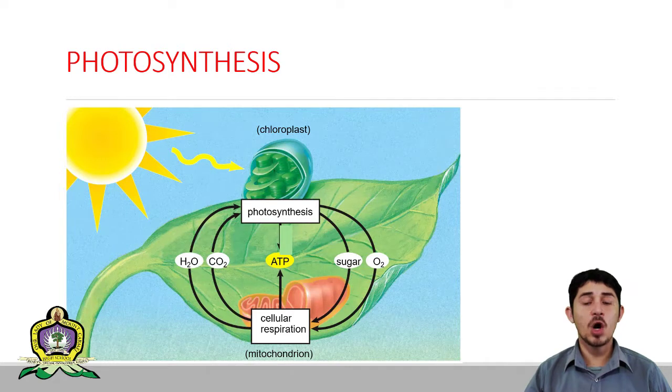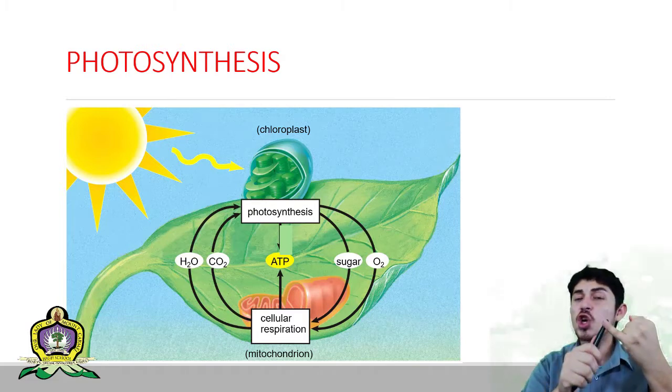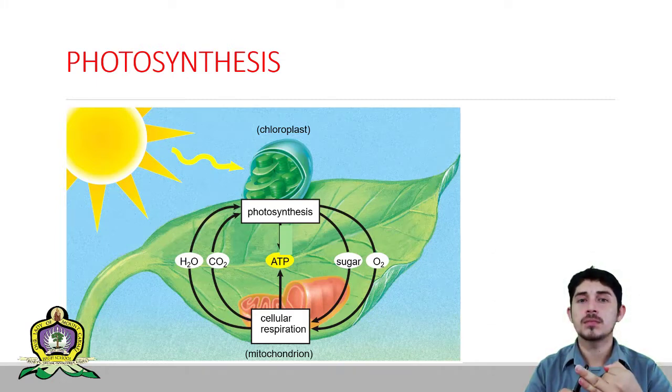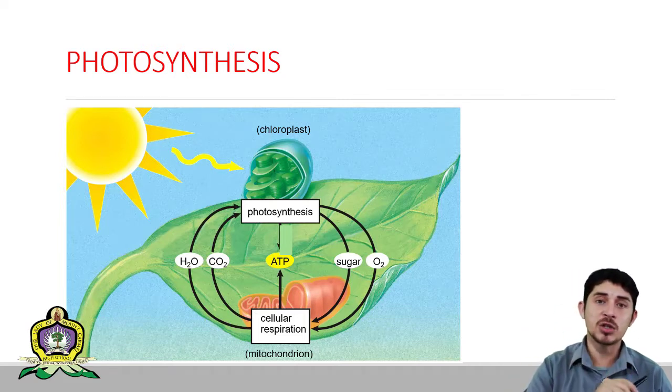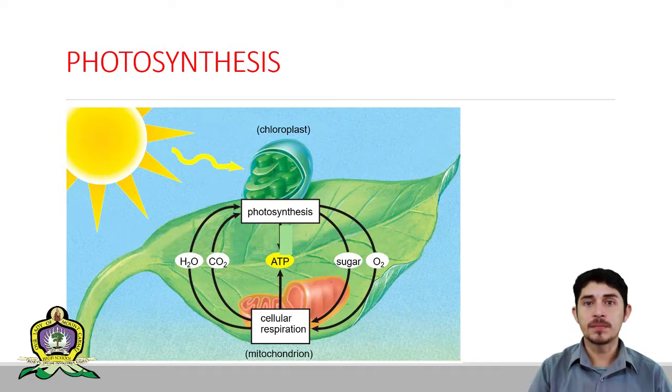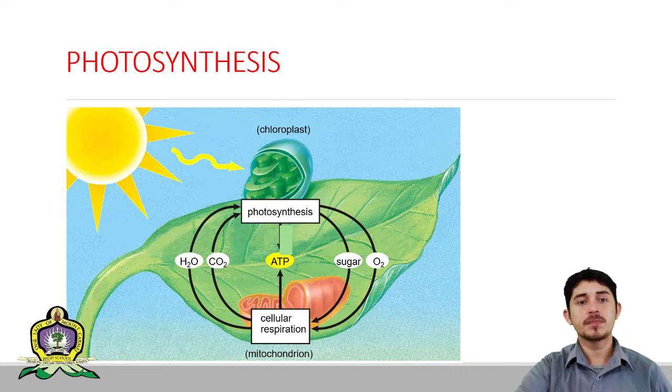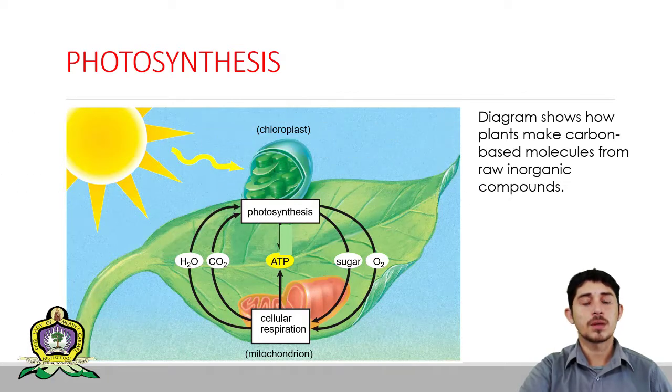This is a summary of photosynthesis. And I want you to note something. Photosynthesis is the opposite of cellular respiration. Photosynthesis happens in the chloroplast, while cellular respiration happens in the mitochondria. Photosynthesis produces sugar and oxygen, while the mitochondria uses sugar and oxygen to produce carbon dioxide and water. It's like they're opposite of each other. And the whole process goes in a cycle.